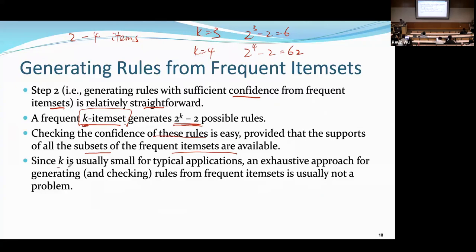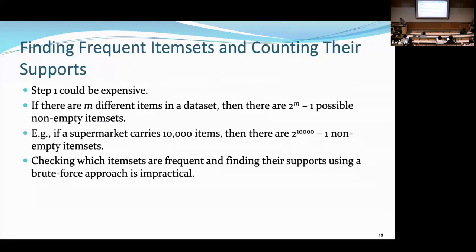And as I said, since k, the size of the frequent item sets, is usually very small for typical applications, an exhaustive approach for generating and checking the rules, just like what I did, is usually not a problem at all. It's not a big computational problem, okay? However, step number 1 is much, much more expensive. So what is step number 1? Step number 1 is, given the data set D, try to find all the frequent item sets and the support counts. Now that step turns out to be extremely expensive, all right?